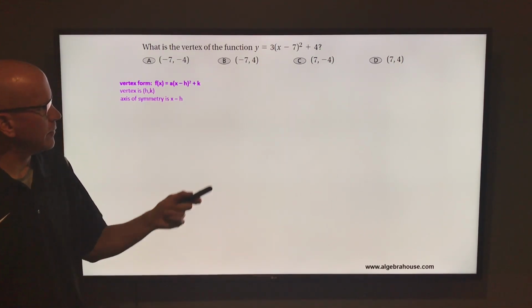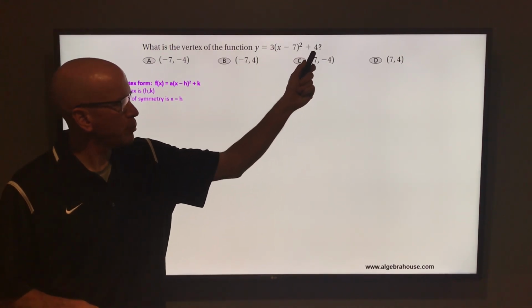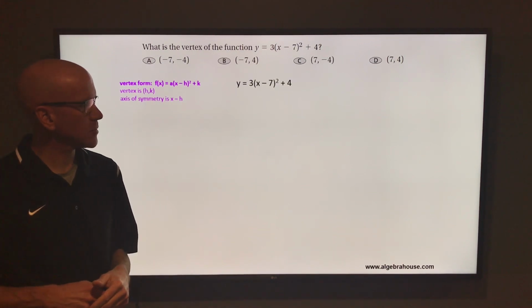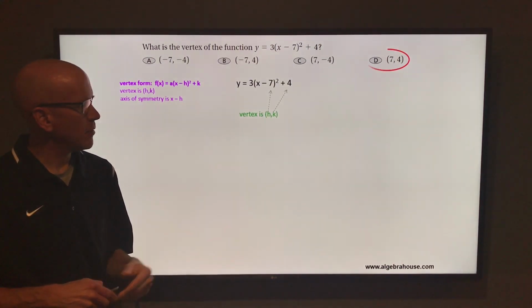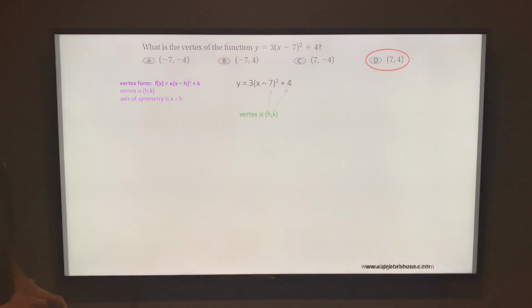Now for the y-coordinate of the vertex. Remember, the y-coordinate of the vertex is this k. So if that's showing up as plus 4, the y-coordinate of the vertex is 4. So the x-coordinate of the vertex is 7. The y-coordinate of the vertex is 4. Correct answer there is letter D, (7, 4).